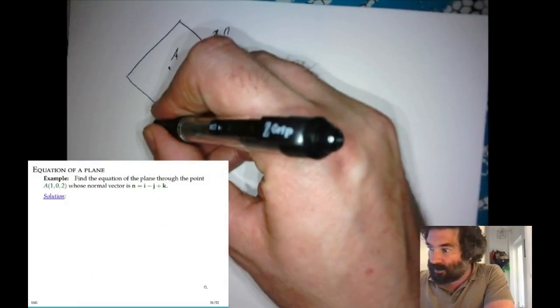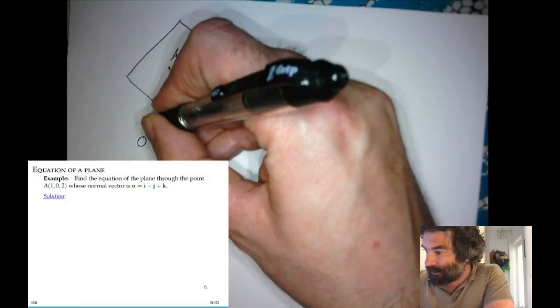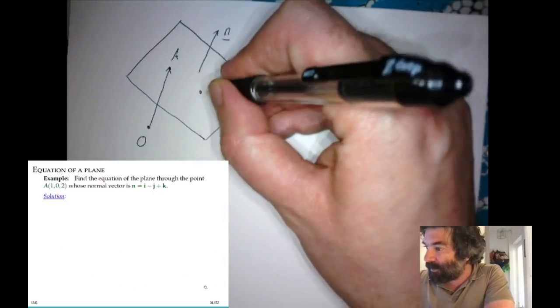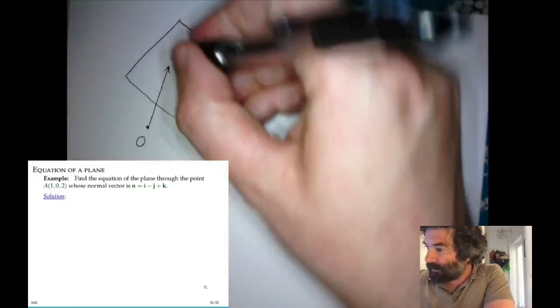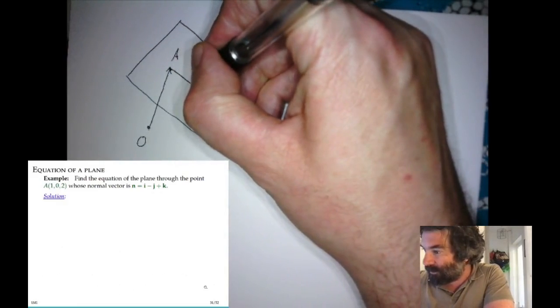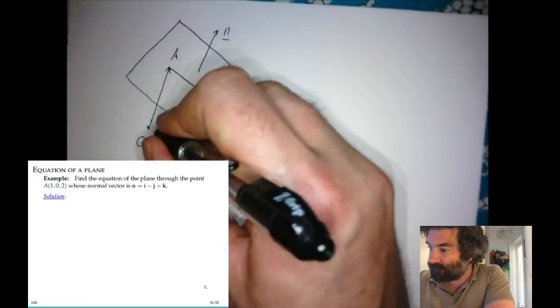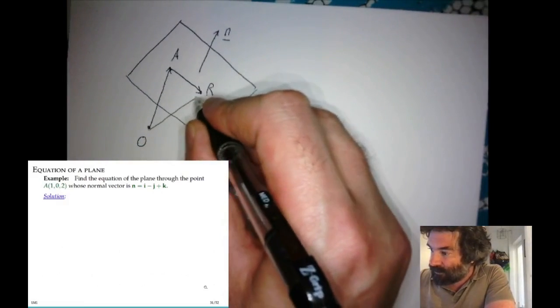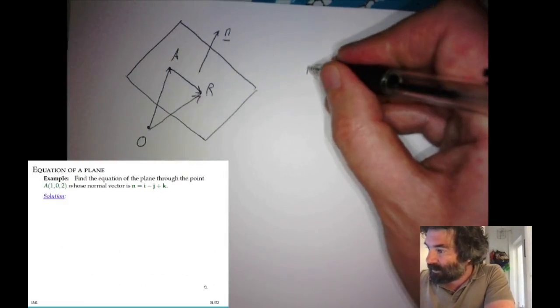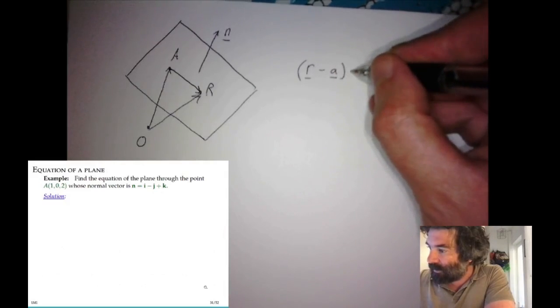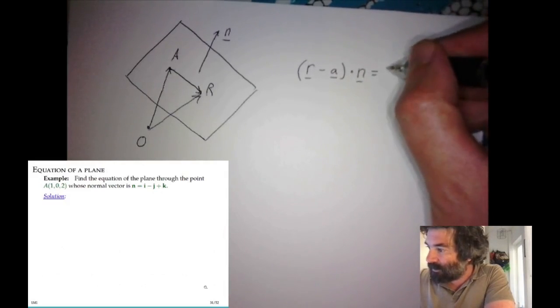Let's say the origin is down here. I have the position vector of this point A on the plane, and then any other point R on the plane. The vector from A to R is going to be perpendicular to the normal vector n. We consider the position vector of R. What that means, as I described on the previous slide, is that r minus a dot product with n equals 0.